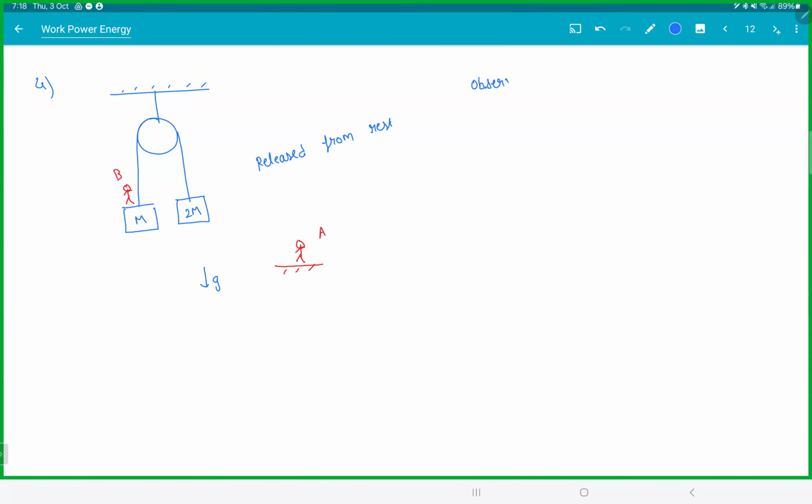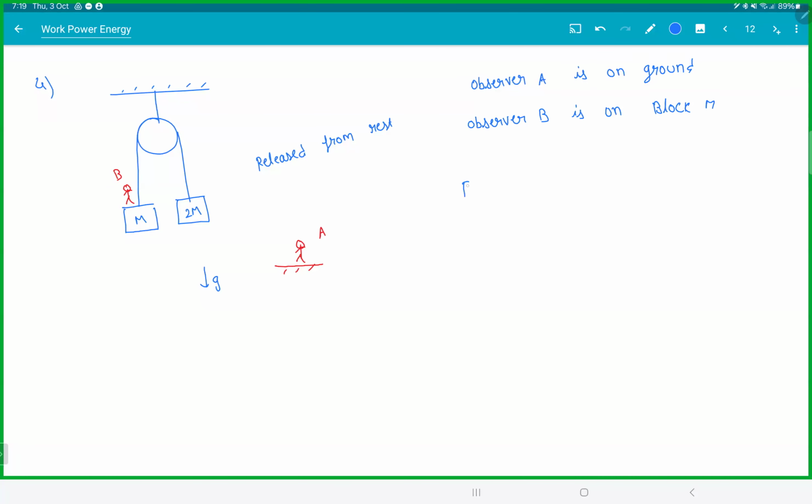Observers are just massless, it is just an imaginary quantity. They don't have mass or something. Observer A is on the ground. Observer B is on block M.